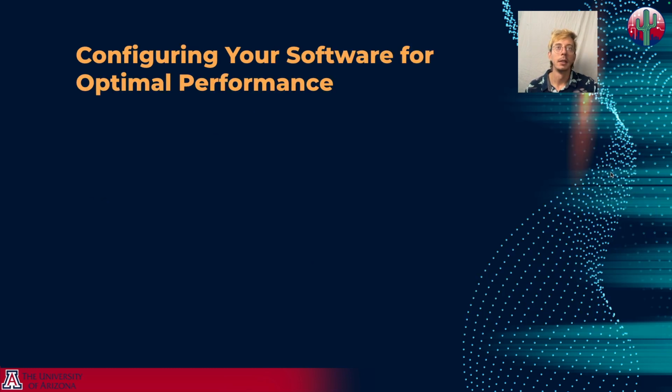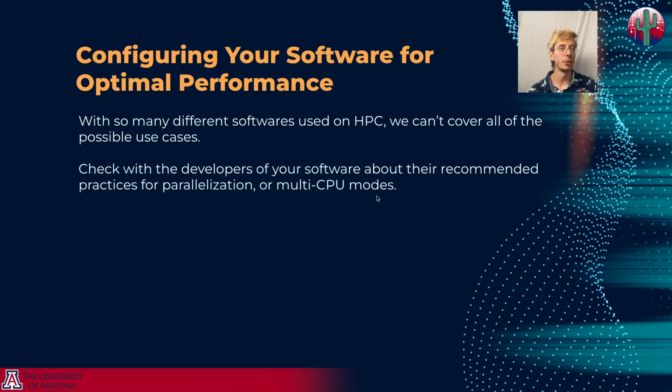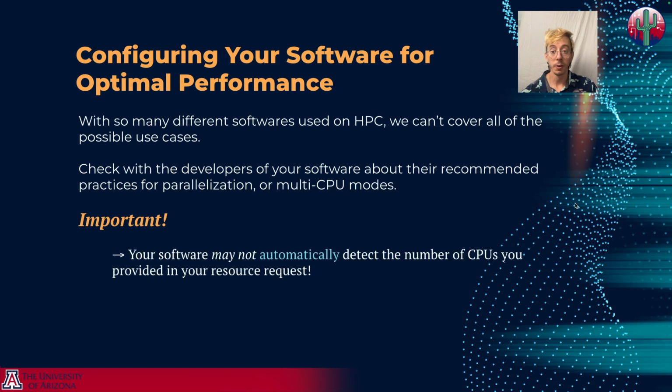Okay. So the last thing to talk about here is how to configure your software for optimal performance. With so many different softwares used on the HPC, of course, I'm not going to be able to cover all possible use cases, but maybe some of these ideas can be more broadly applied, and you can go figure out what you need to do for your particular use case. So check with the developers of your software about their recommended practices for parallelization or for multi-CPU modes. Important: your software may not automatically detect the number of CPUs you provide in your resource request.